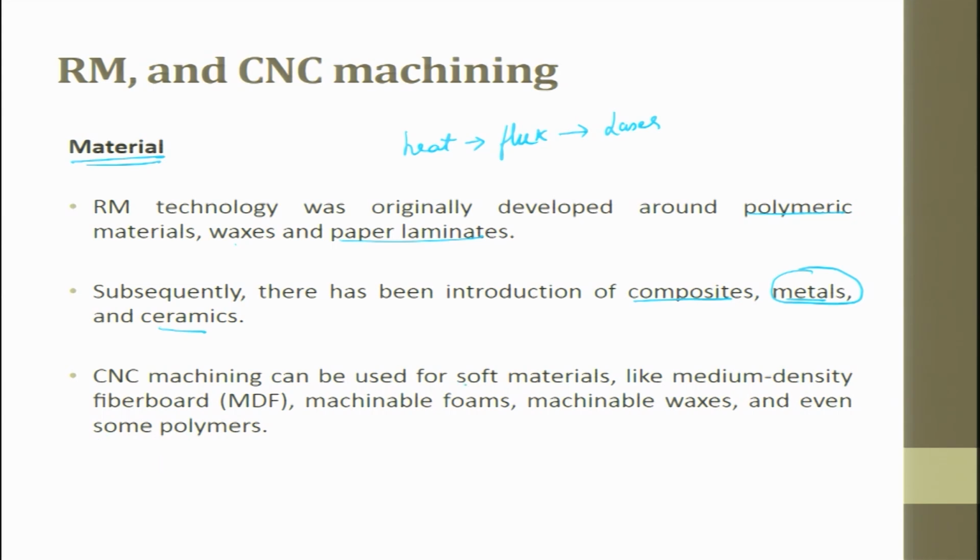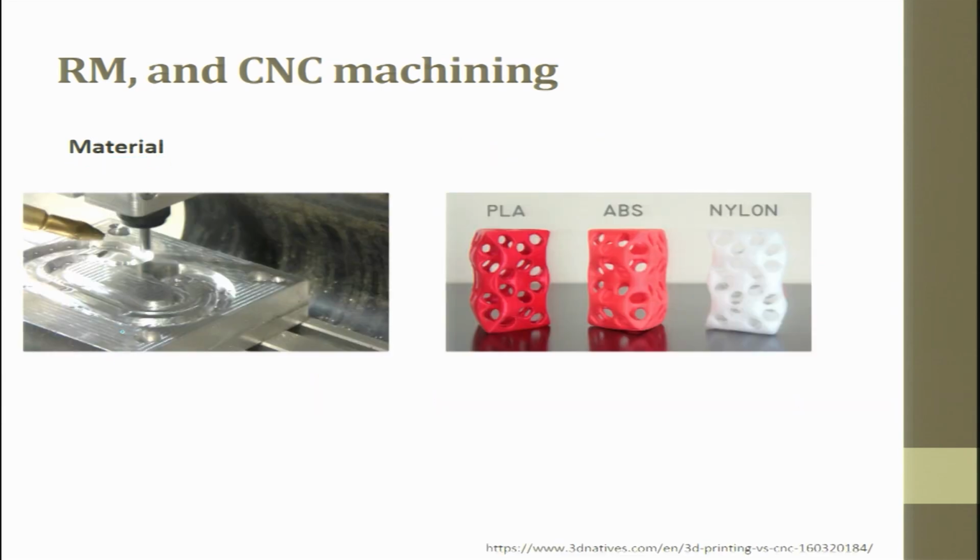So, CNC machining was easy when you started using softer material. So, material plays a very important role whether to go for RM or CNC. So, this is material for metal where it was used, and these are all polymer materials. So, this is nylon, this is ABS, this is PLA.